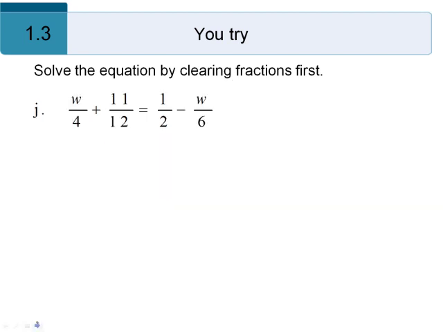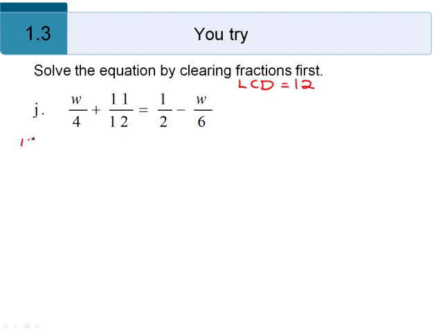All right, on we go to J. So look at your denominators, 4, 12, 2, and 6. They all go into 12, right? 4 goes into 12, so does 2, so does 6. So our common denominator is 12.